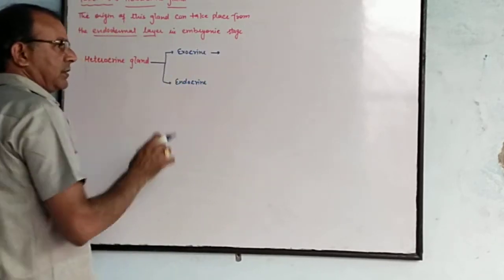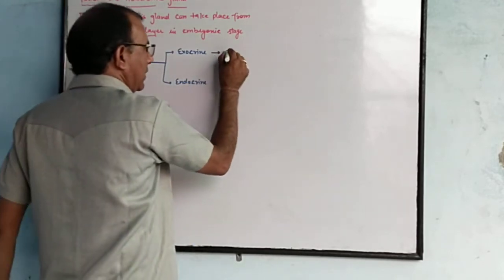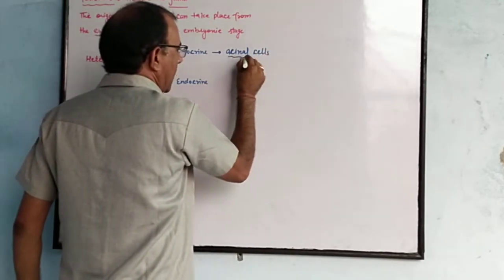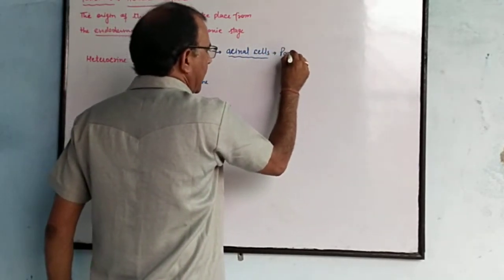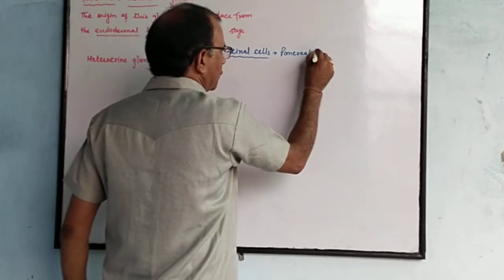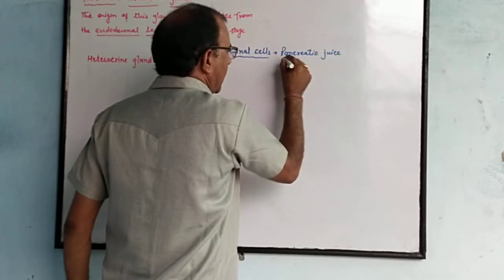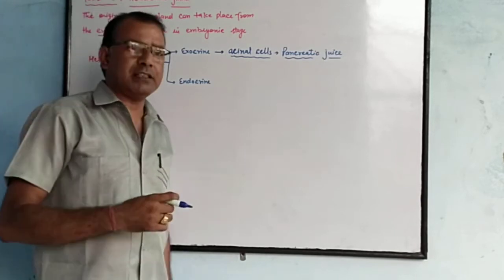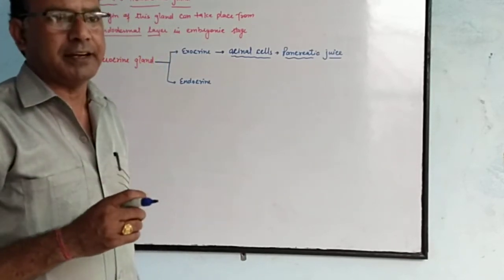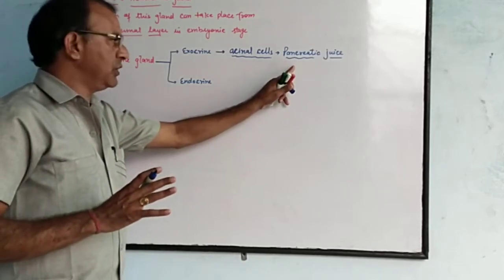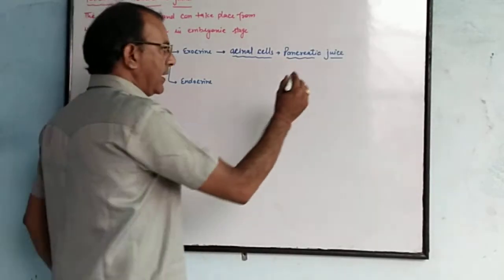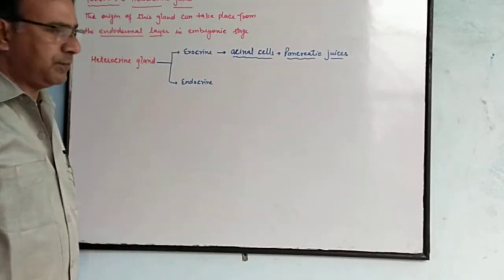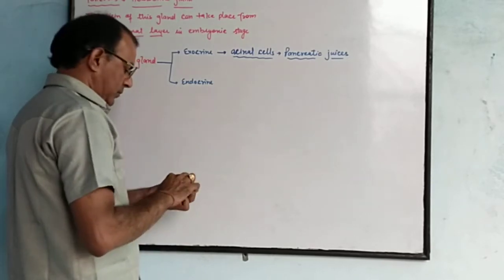The cells which secrete pancreatic juice are called acinar glands, or acinar cells. As we have studied in 10th class, two types of enzymes are secreted by the pancreas through the common duct, called lipase and trypsin. Those juices are known as pancreatic juice, secreted through acinar cells, which is the exocrine part.